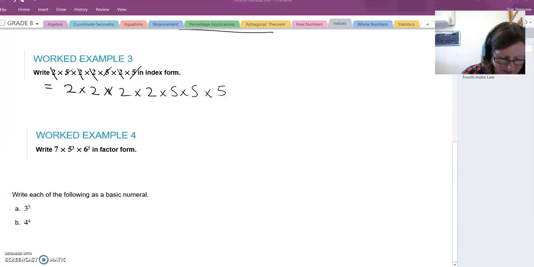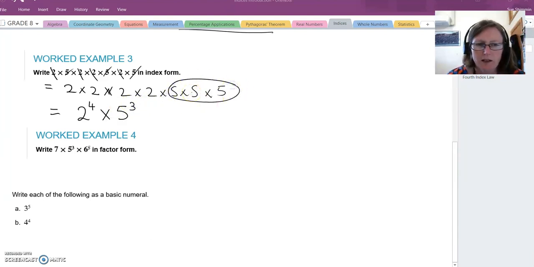Hopefully this will help you see that we can write just the one 2 and we write to the power of 4 because there are 4 2's there. And then we times this by 5 and let's raise that to the power of 3 because there are 3 5's there. So this is how we write it in index form if there are different numerals, so a 2 and a 5.